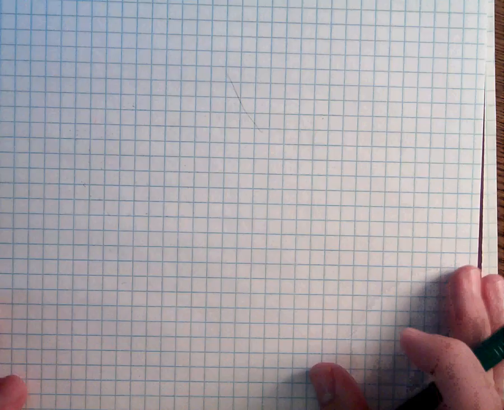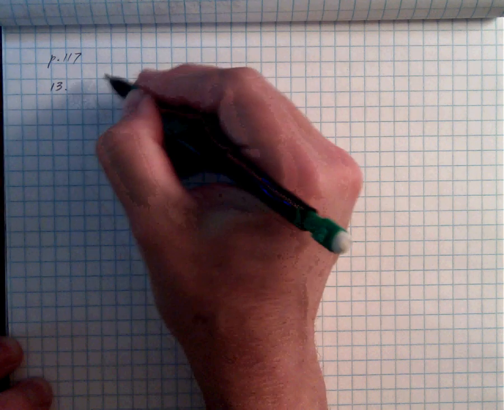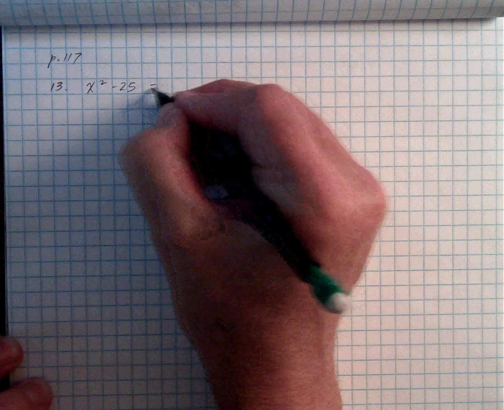Alright, welcome back. This is a video on section 1.3 quadratic equations. I am going to walk through the problems on page 117. So, page 117, we'll do problem 13. It says solve each equation by factoring. Verify your solution using your graphing utility. So it's x squared minus 25 equals 0.